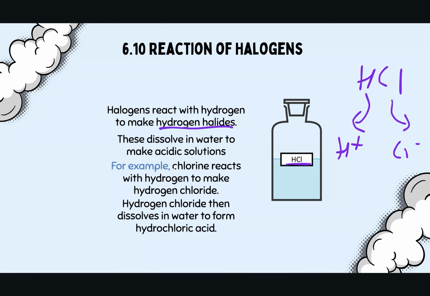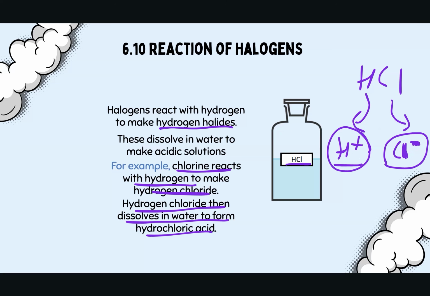So chlorine reacts with hydrogen to make hydrogen chloride. Hydrogen chloride dissolves in water to form hydrochloric acid, and that's because when it enters water, it dissociates. So it becomes H+, which is the acid part, and Cl-, the part that can bleach skin, bleach other things, kill off bacteria, etc.